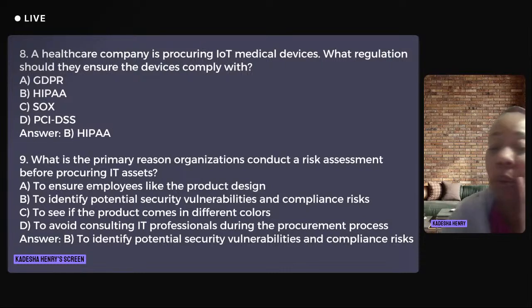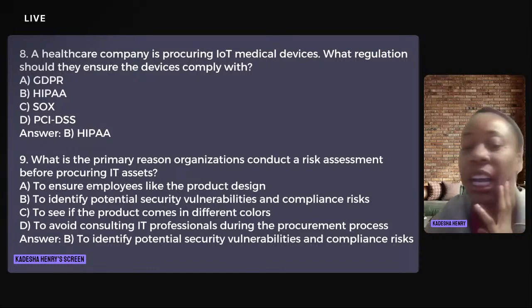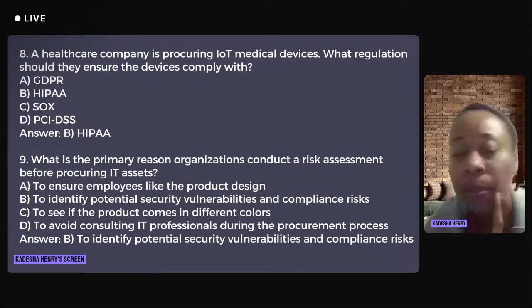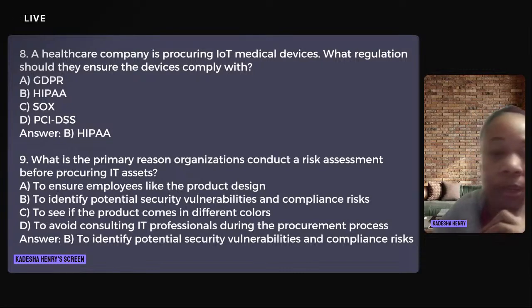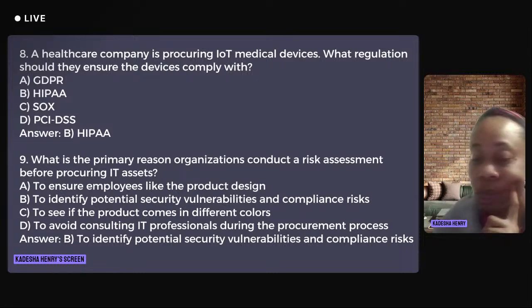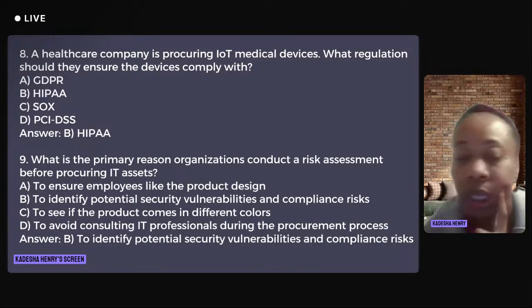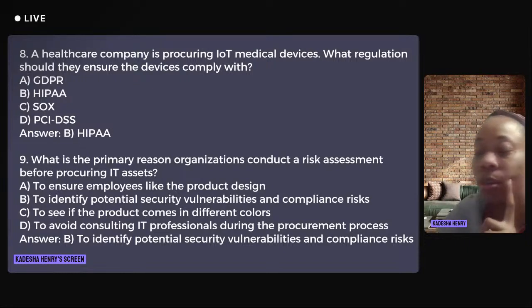Number 9, what is the primary reason organizations conduct a risk assessment before purchasing IT assets? Why must the organization do a risk assessment? Is it A, to ensure employees like the product design? B, to identify potential risks, vulnerabilities, and compliance risks? C, to see if the product comes in different colors? D, to avoid consulting IT professionals during the procurement process. And we do a risk assessment to identify potential security vulnerabilities and compliance risks.